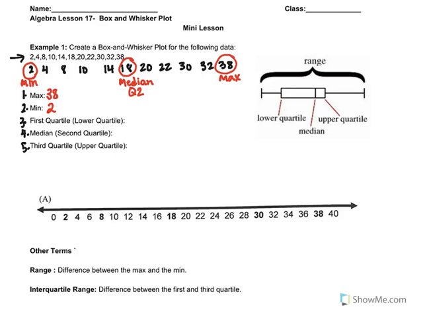Once you've found your median, if you have an even set of numbers, meaning there are 2 numbers when you get to the middle, all you have to do is add them and divide by 2, and you get your median, like I showed you in the previous lesson for central tendency.